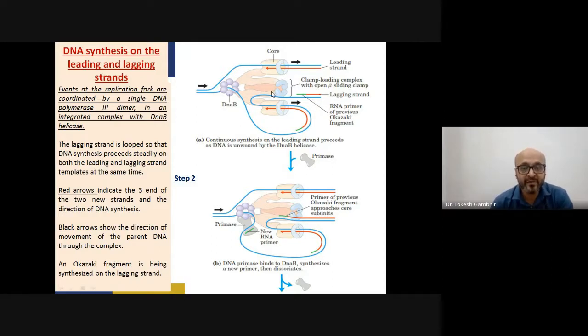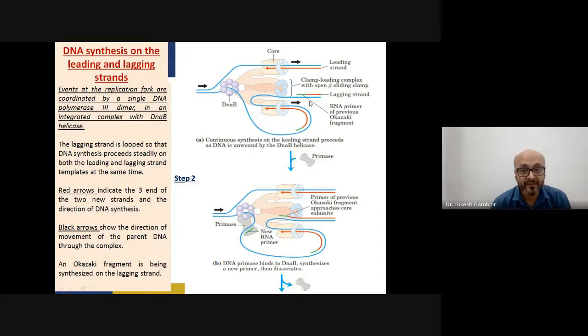The primase will keep on synthesizing the primers in every bubble, at the replication fork. Every time it moves ahead, it forms a new primer, so that the short stretch which is present at the lagging strand can be synthesized, and that short stretch is called an Okazaki fragment.